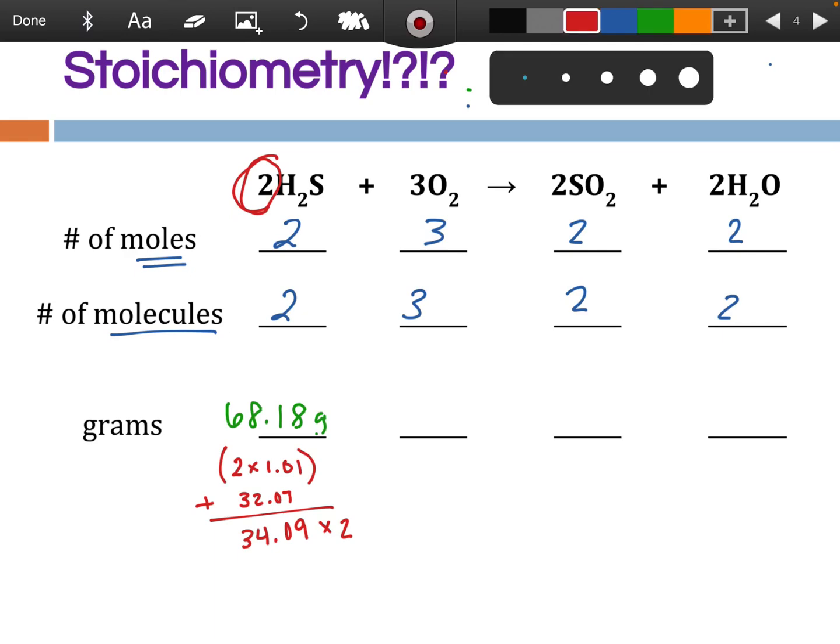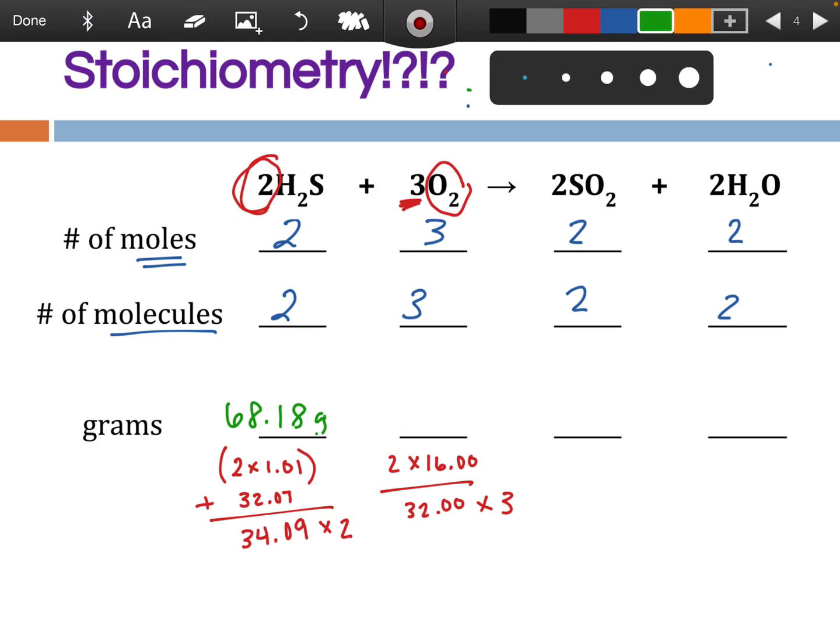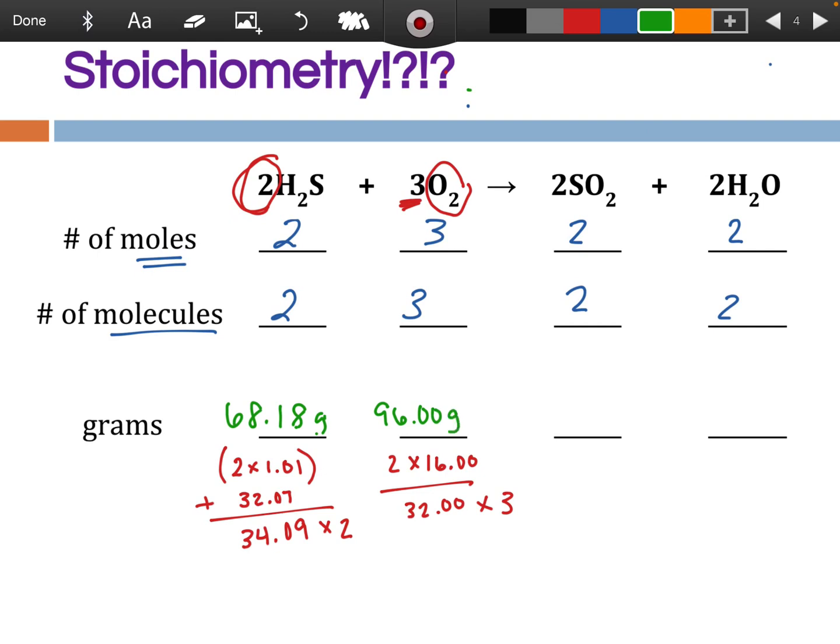If we looked at oxygen, we have 2 atoms of oxygen. So we would take 2 times the mass of oxygen, which would give us 32.00 grams per mole. The balanced equation tells us we need 3 moles of that substance. So 3 times 32 would be a total of 96.00 grams.